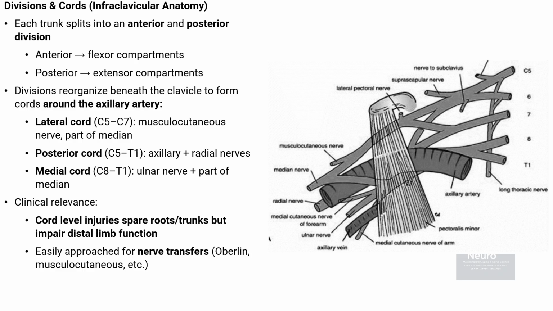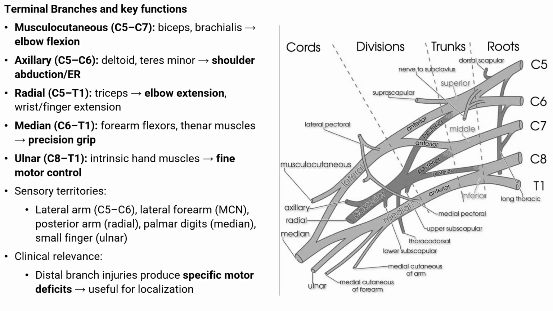The lateral cord supplies the muscles that flex the arm, the posterior cord powers the extensor muscles, and the medial cord contributes to hand movements, including the ulnar and part of the median nerves. Clinically, injuries at the cord level leave the upper roots intact but can still seriously weaken the arm and hand. These cords are also the preferred sites for nerve transfers, helping restore function when specific nerves are damaged.